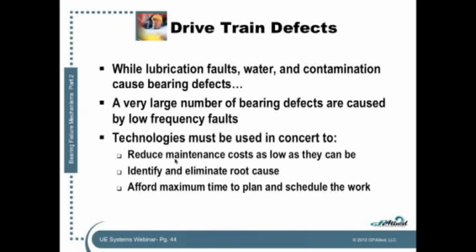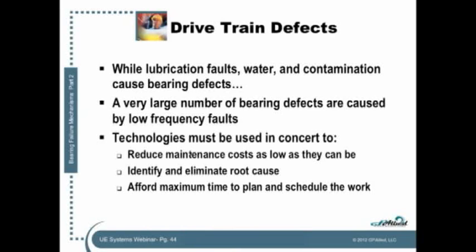Because what we want to make sure is we don't break one of the two, what I call unforgivable sins for reliability engineers. The first one is to fix the same problem twice, and the second one is to not be prepared for a problem we know is coming. Those two statements, I believe, embody all that a reliability engineer is supposed to be.